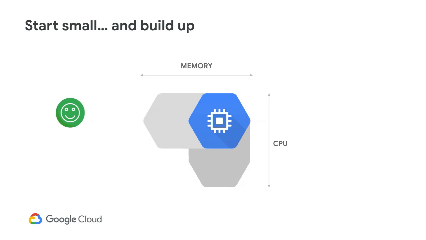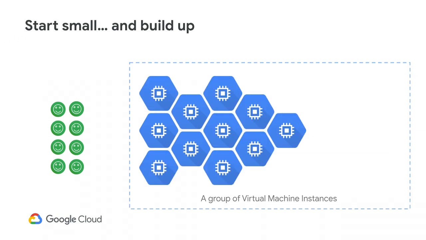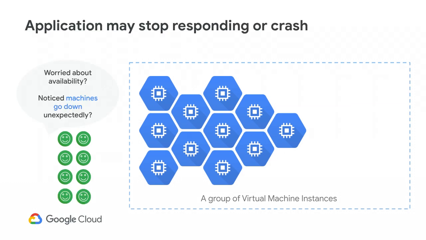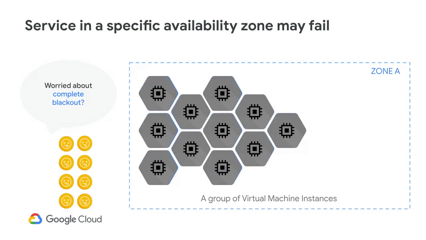And once your workload grows and you get more users, you will need multiple machines to run it. This is where all kinds of problems might start, and it is no longer feasible to manage this type of setup manually. Let's look at what kind of problems those could be. First of all, your application might stop responding or crash. Some of the users might experience interruptions or latencies in your service. Another problem is, in a rare event, a whole zone might fail. And if you have deployed all your machines in a single zone, your customers might experience a complete outage. This is not something that you want to experience.